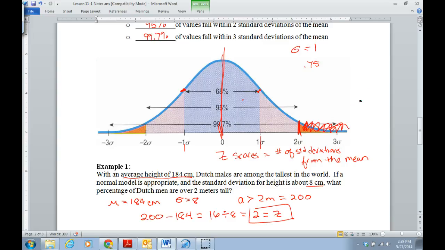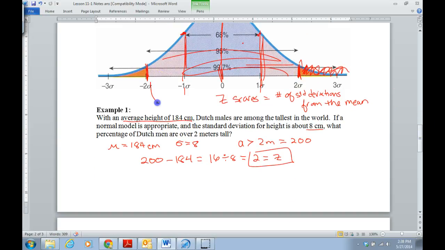Wait, what? 100 minus 99.7? So, that's a good question. Is it 100 minus 99.7? Well, you notice that these percentages are always from one to the other. So the 68% is between these two bars. 95% is between these two bars. 100 minus 95. No, 99.7 minus 95. So we need to find out, first of all, we know that we're going to go to this bar, right? So 95% at least. So we're going from here to here. That's 95%.